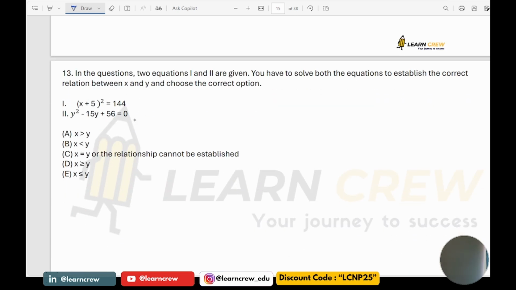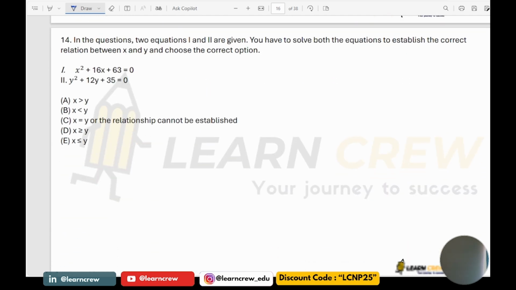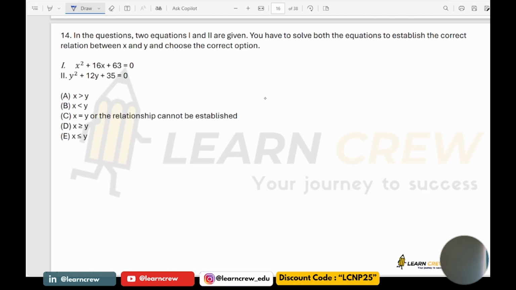Next, x plus y whole square is equal to 144. From this I get x as 7 or minus 17. And y is equal to 7 or 8. So x may be equal to y or less than y. So x is less than or equal to y. Option E is the answer. Next, x square plus 16x plus 63. x is equal to minus 7 or minus 9. y is equal to minus 5, minus 7. So here x can be equal to y or less than y. So the answer is option E.